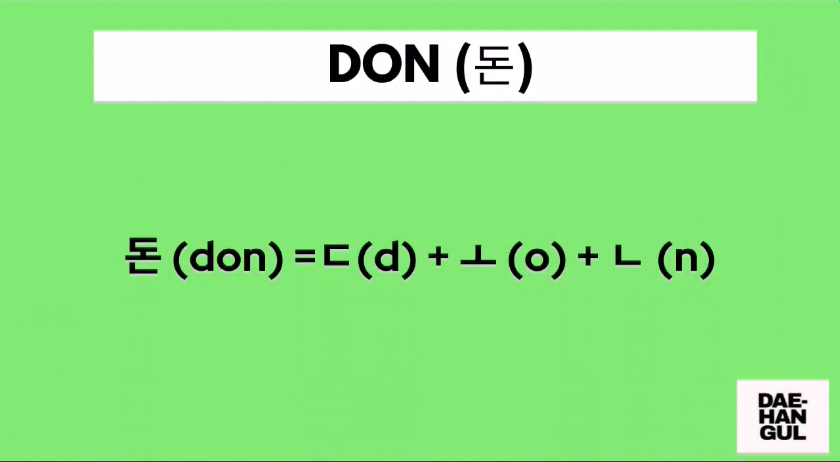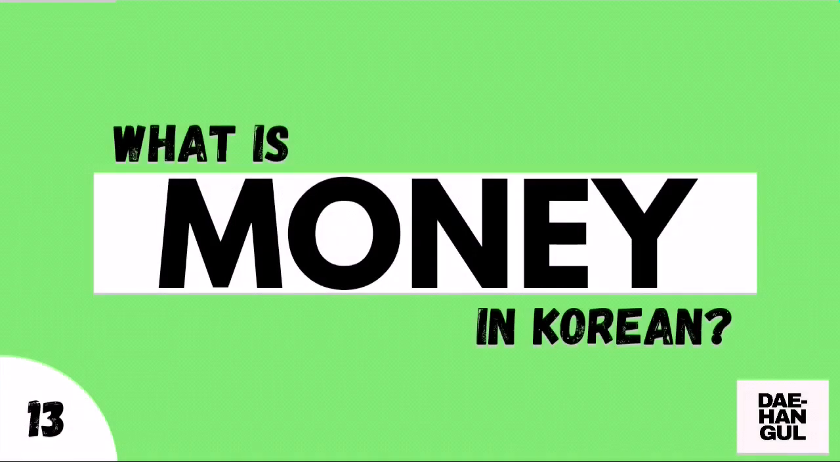How do we write 돈 in Hangul? First, we need to draw a dikat character or the D character, followed by the O character, followed by the nian or the N character in Korean. And then we just have to combine these characters to form the Hangul of the word 돈. So, 돈 is the Korean term for money. And now, you already know what is money in Korean.